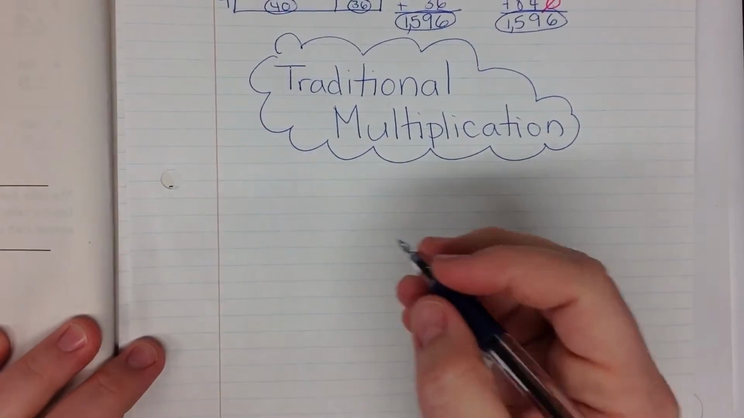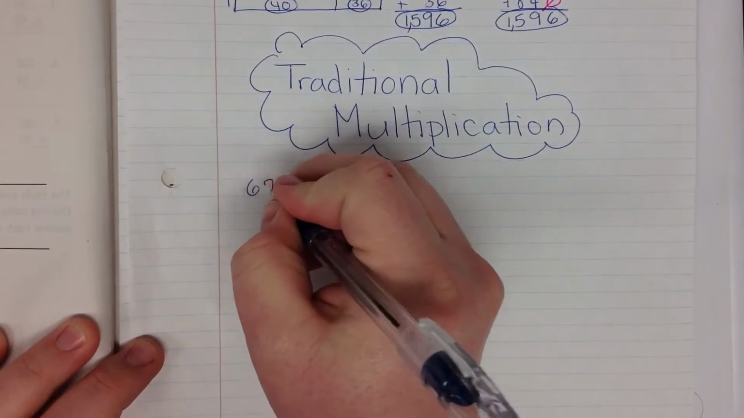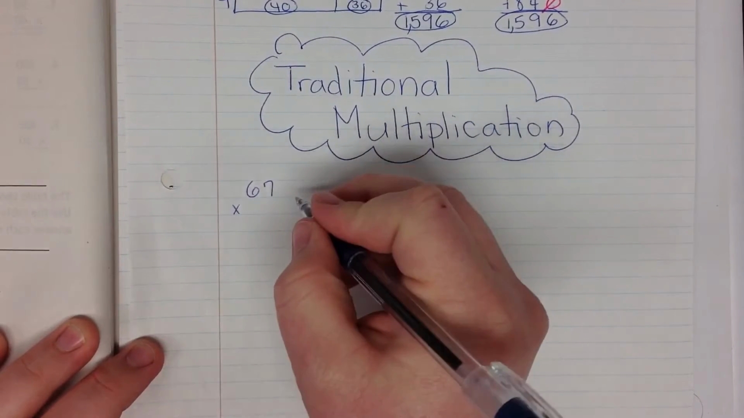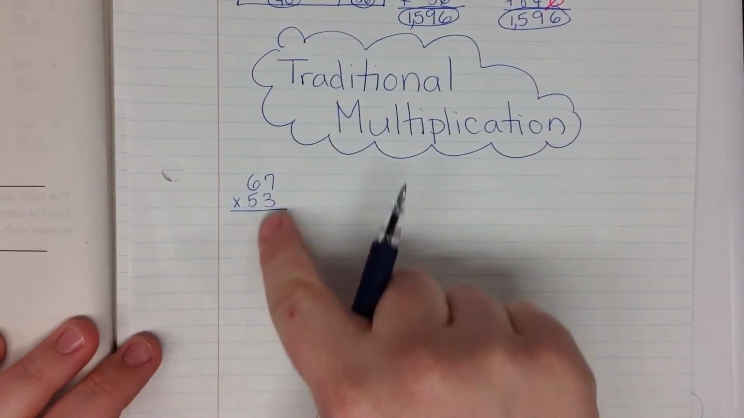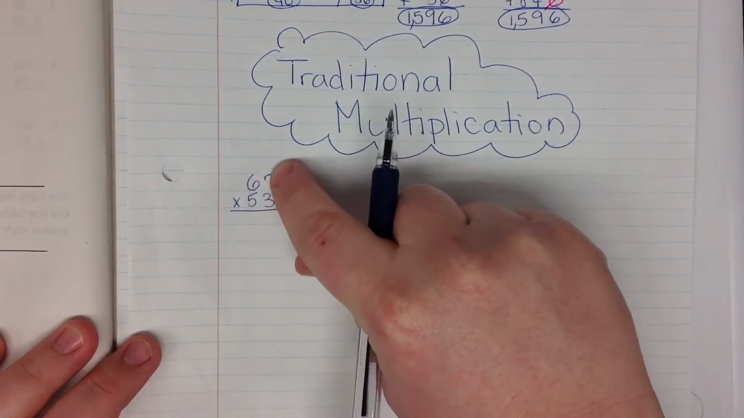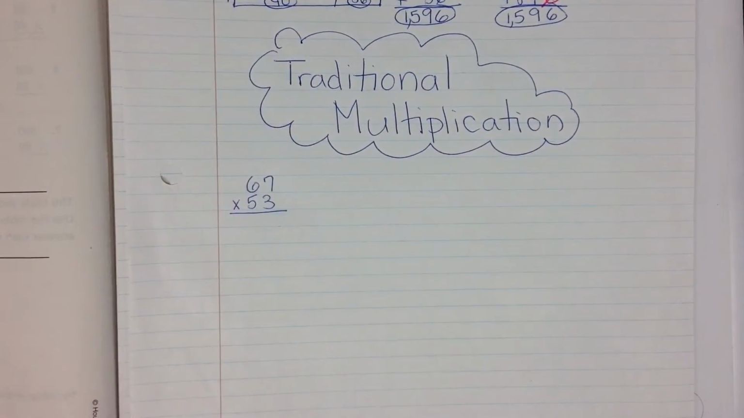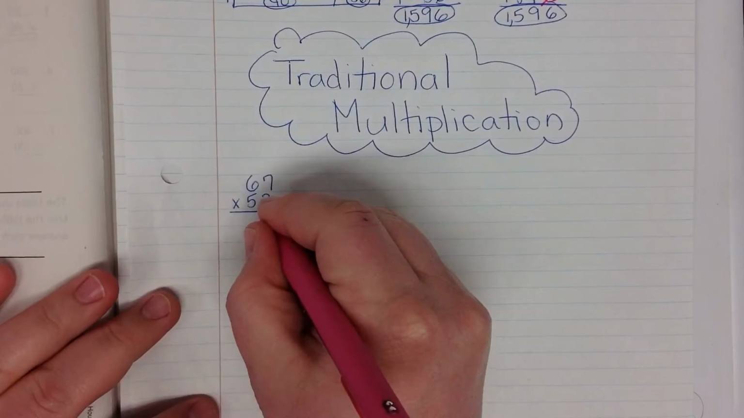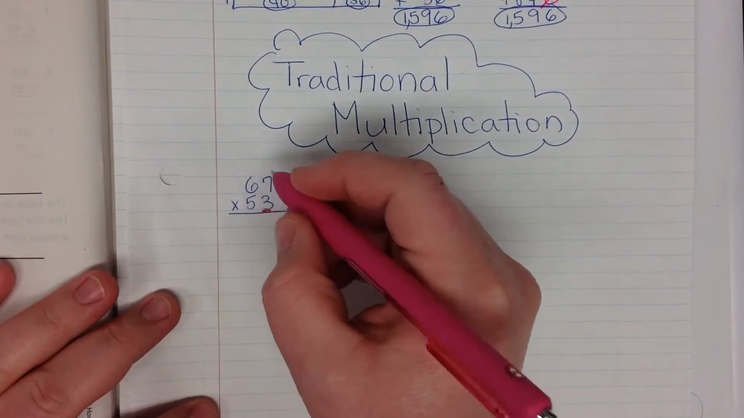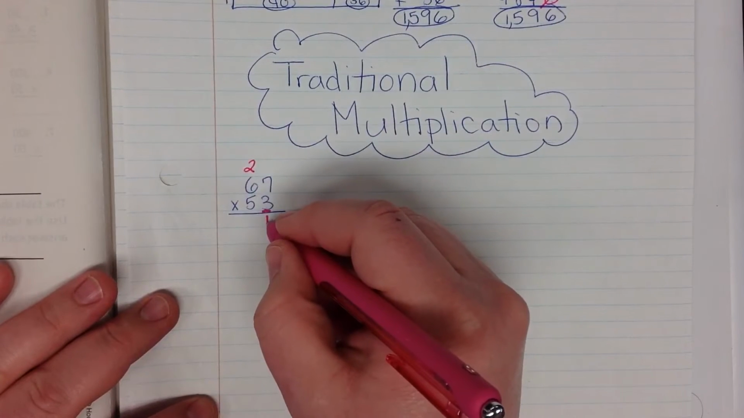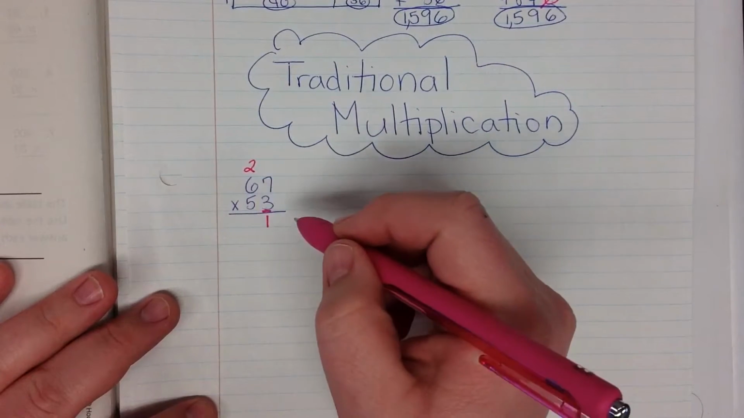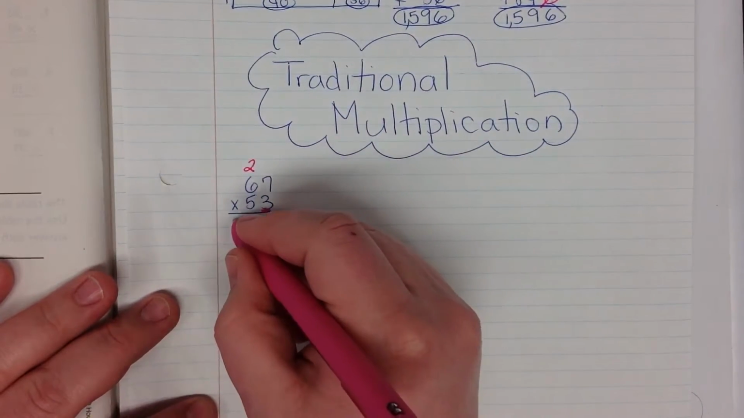So for example, if we had 67 times 53. Okay? We're going to take the ones place, the 3 there, and pass it to both places first. So I'll do that one in pink so you can kind of see it. So 3 times 7 is 21. The 2 carries up top, the 1 stays below. 3 times 6 is 18, plus 2 is 20.